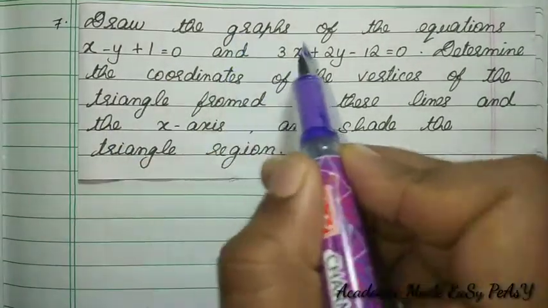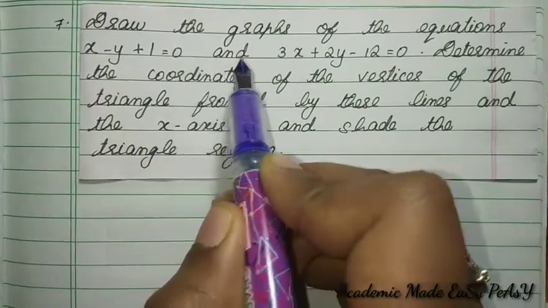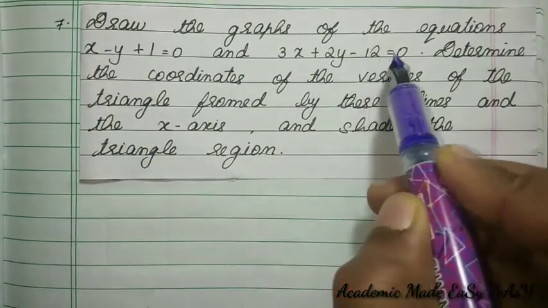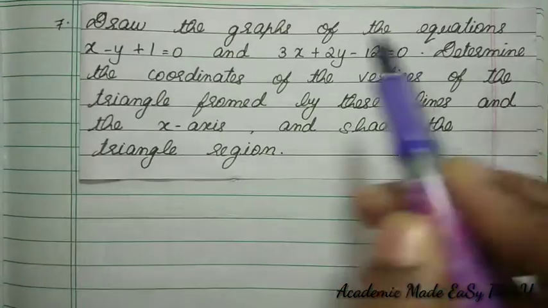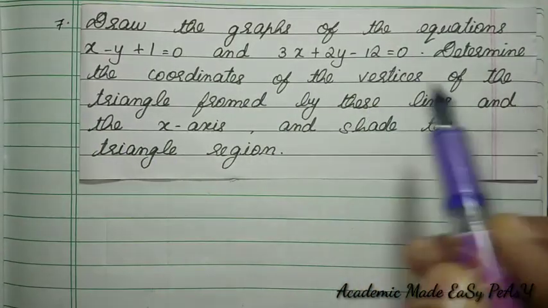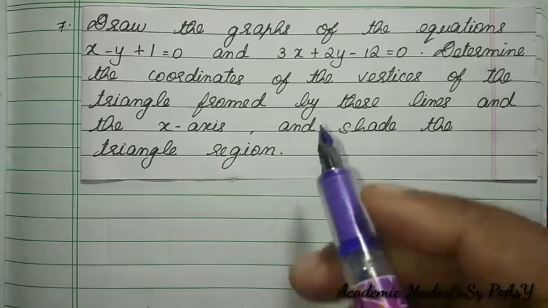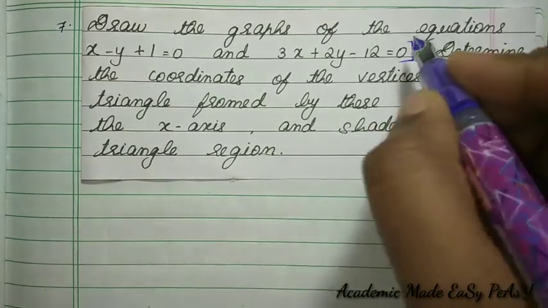Question 7, this is the last question of this exercise. So draw the graphs of the equations x minus y plus 1 is equal to 0 and 3x plus 2y minus 12 is equal to 0. Determine the coordinates of the vertices of the triangle formed by these lines on the x-axis and shade the triangle region. So we just have to draw the graphs.